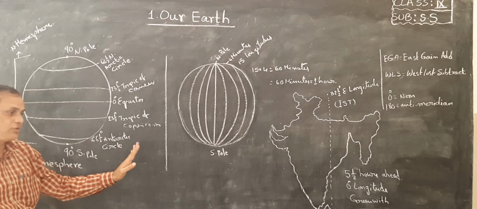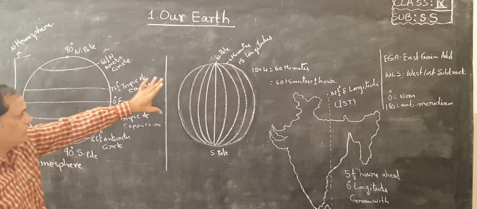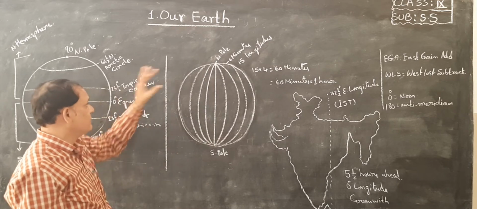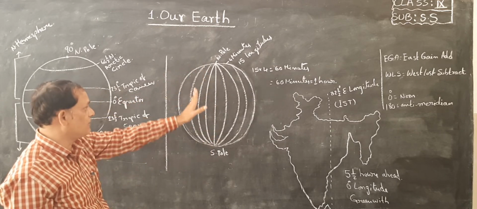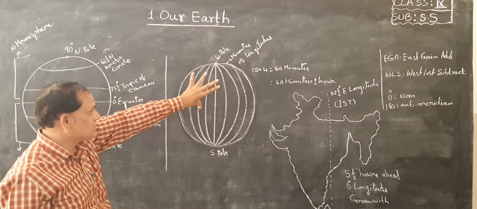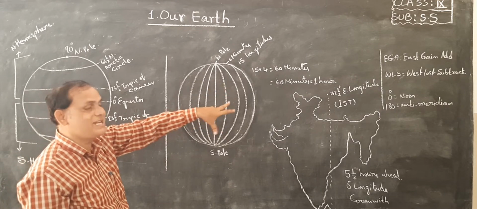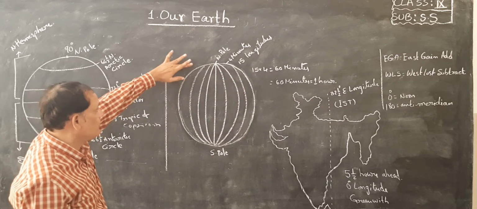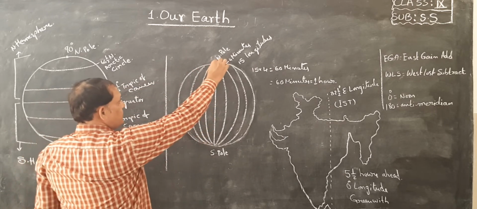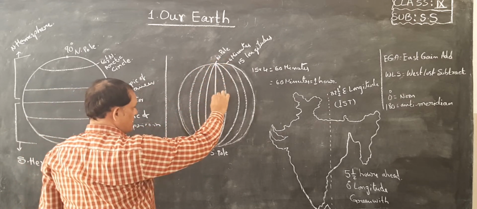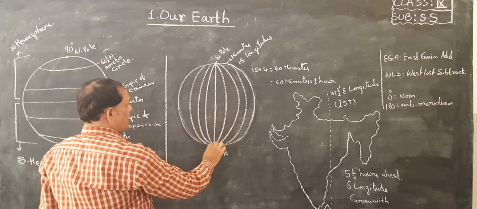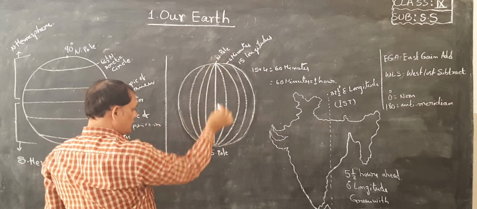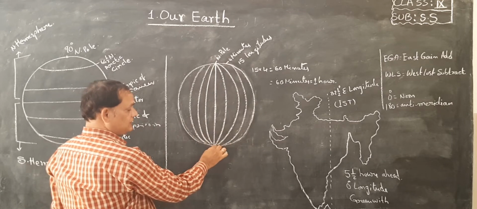So these are latitudes, the imaginary lines horizontally. These are vertical lines. These lines are also known as meridians. What are they called? Meridians. Now children, look, this one is the 0 degree longitude. So this is North Pole, this is South Pole, children.